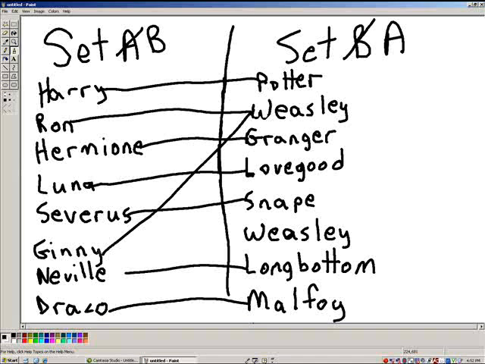A function always has one answer for every question. No more than one. No less than one. One answer for every question. So from A to B, it was a function. Every first name had one and only one possible last name. But the other direction is not a function. Every last name was not able to match up perfectly. We had two first names associated with the same last name. So that is no longer a function.